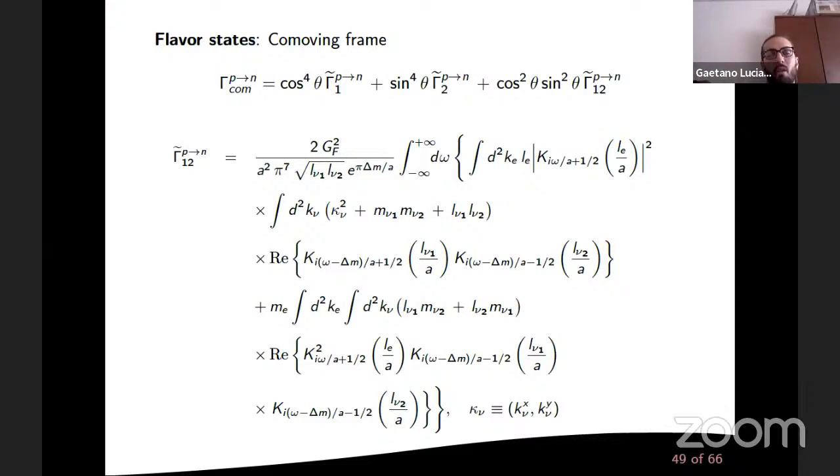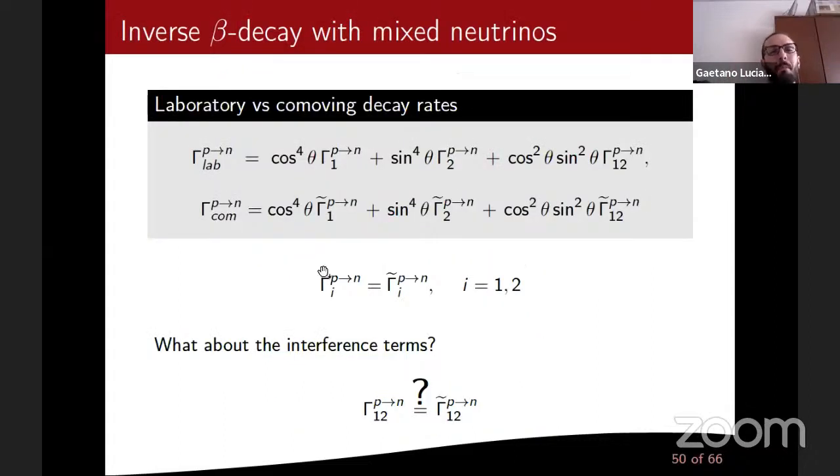In the comoving frame, the computations are maybe a little bit more technical and more complicated, but you can do the computation also in the comoving frame. You get this very awkward expression. Let's compare now these two results, laboratory and comoving frame, using flavor states as fundamental, both in laboratory and comoving frame. One can see that this term here is equal to this term here. This term here is equal to this term here.